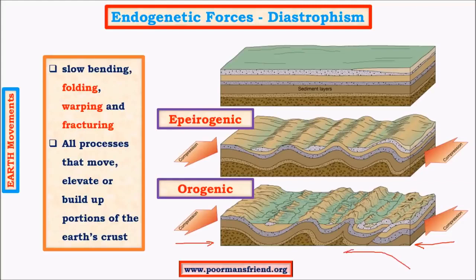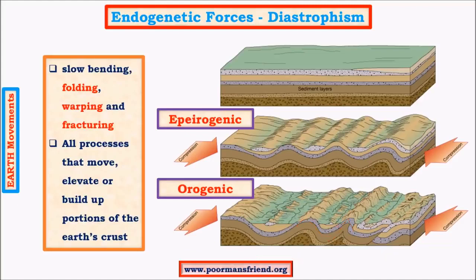For example, if a part of the cycle, that is the convectional current, is moving in opposite directions, then there would be a compression force on the two ends of the block of the earth, and in such a case there would be folding of the region in between them. We can see these are folds.